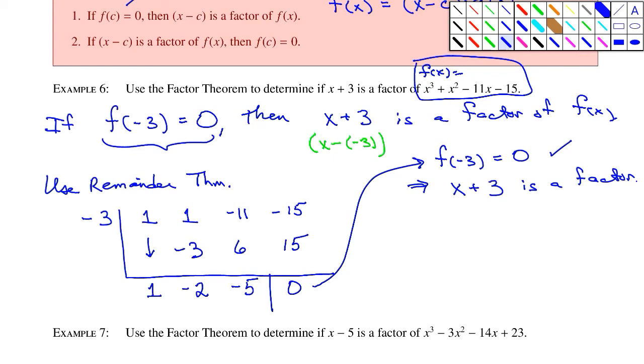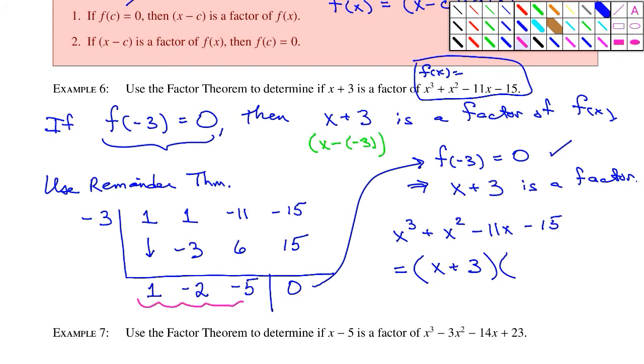And so you may be wondering, how does it work out to be a factor? It turns out that x cubed plus x squared minus 11x minus 15 can be factored as this one factor, x plus 3, and the other factor comes from the quotient. We'll turn this quotient information back into a polynomial, and it'll be 1x squared minus 2x minus 5.